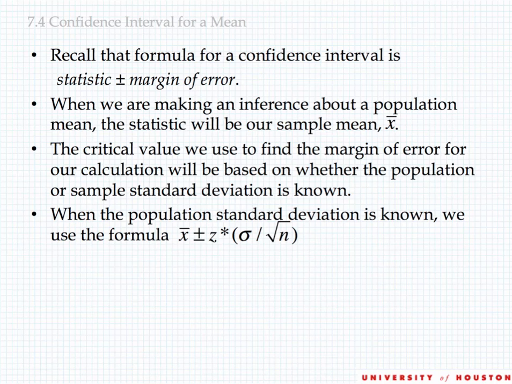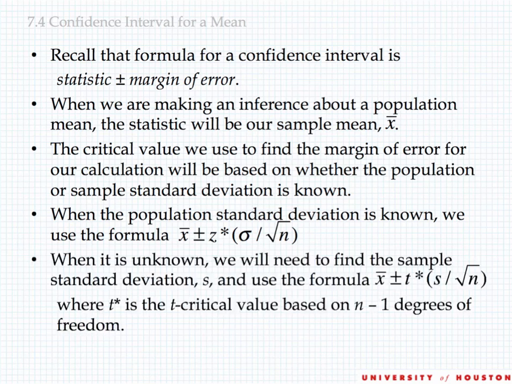When the population standard deviation is known, we will use the formula x bar plus or minus the z star critical value times sigma, our population standard deviation, divided by the square root of n. When it is unknown, we will need to find the sample standard deviation, s. Then we use the formula x bar plus or minus t star times s over the square root of n.